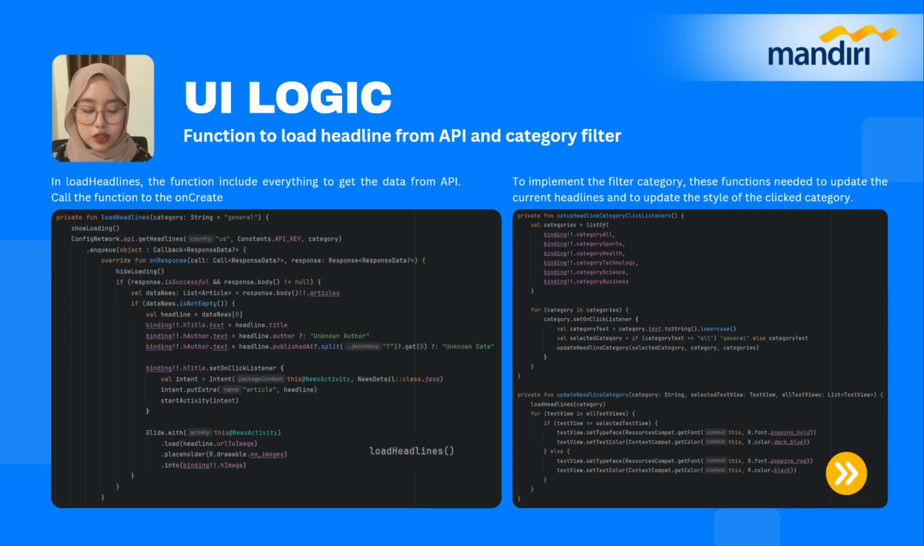And then for the filter category, as I explained before that I have category filter in the first page or the home page, so I have to have a function to update the style of the category. So when I click another category, this color will change to blue, and then the previous category color will change to the default color. So I put this function in the setup headline and then also the update headline category.